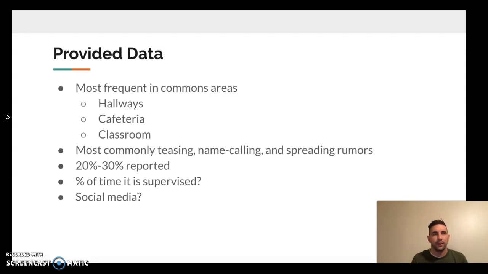But, and I say I'm not surprised because when I work with schools, it seems like that is the common occurrence. And so it was interesting to me to hear that only 20-30% were reported. And so that made me pause to reflect on, okay, what percent of the time is this actually supervised? And not only that, but what percent of the time is this observed by teachers? Are there times it's not reported because the student's sitting there saying, you saw it?